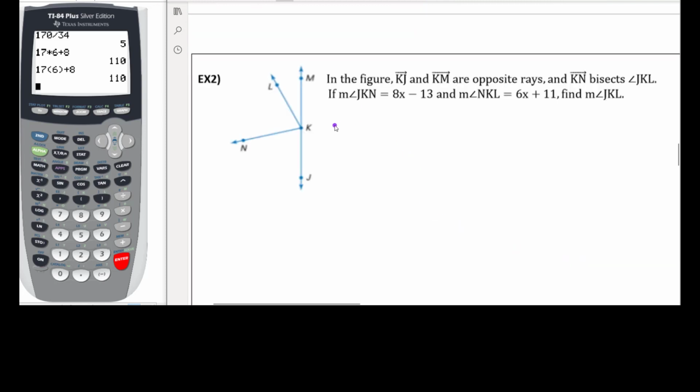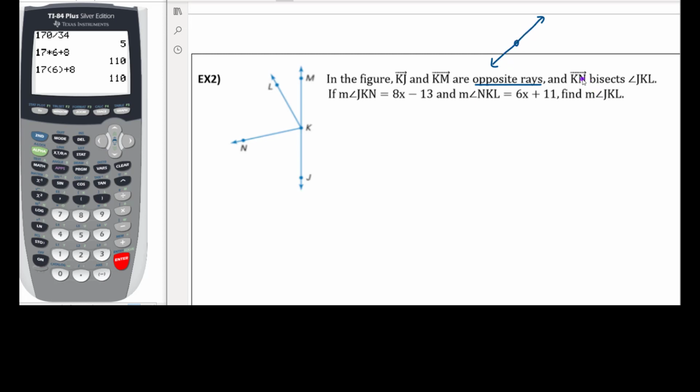Here we have our next problem. We have a drawing and some writing. In the figure, ray KJ and KM are opposite rays. So basically KM and KJ are opposite rays. So that you know, opposite ray means that one goes one direction and the other one goes 180 degrees in the opposite direction. So that means they both form a straight line.